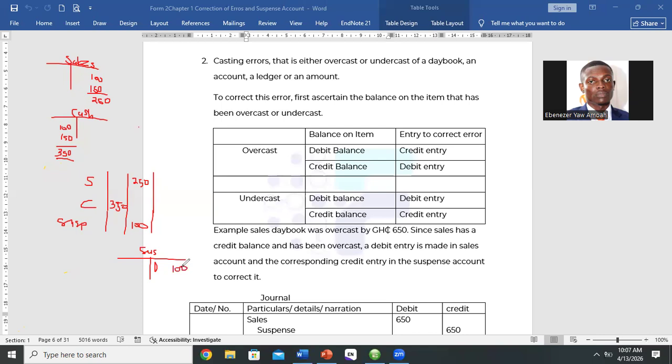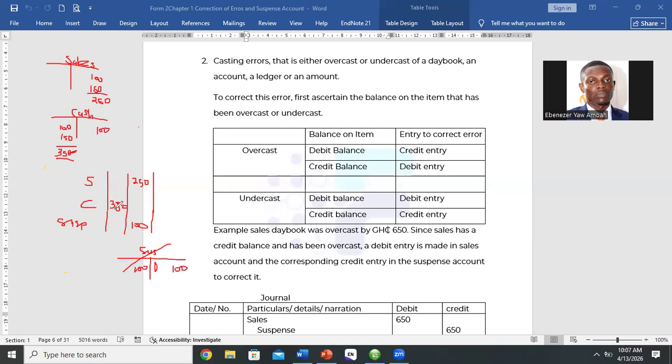So to correct it, we'll see that, okay, cash is having a debit of 350. It's not supposed to be 350. It's supposed to be 250. So to correct it, we'll have to credit cash with 100. When we credit cash with 100, it's going to remove that overcast of 100 from there, and the balance will be readjusted to 250. The corresponding entry comes into suspense, which is a debit of 100 cedis, to cancel the suspense from our trial balance, so that we have sales 250 and cash 250.